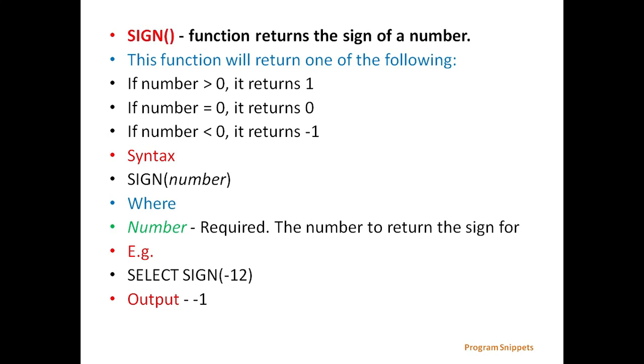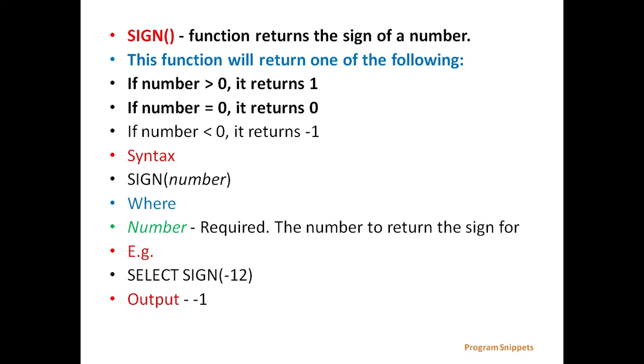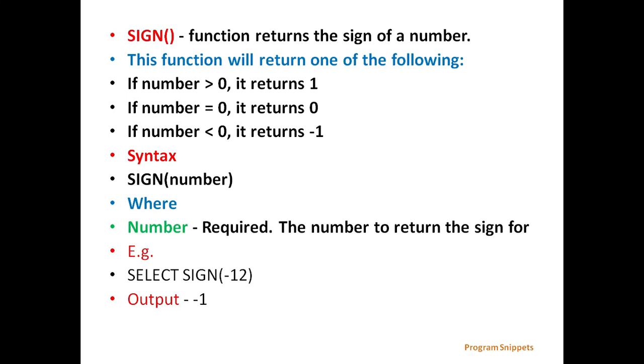Next is SIGN. This function returns the sign of a number. This function will return one of the following values: if number is greater than 0 it will return 1, if number is equal to 0 it will return 0, and if number is less than 0 it will return -1. General syntax is SIGN with parameter number, where number is a required parameter which specifies the number for which the sign is returned. For example, SELECT SIGN(-12) will give the output -1.